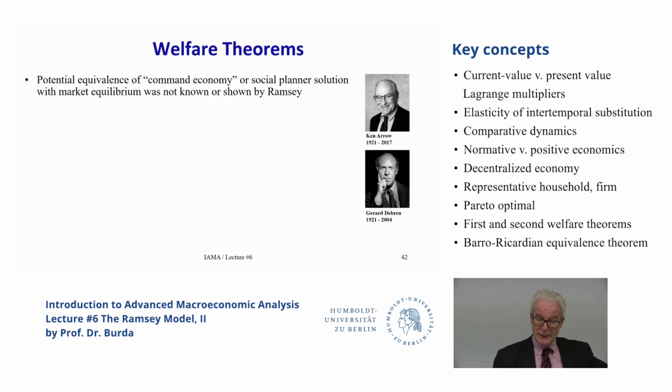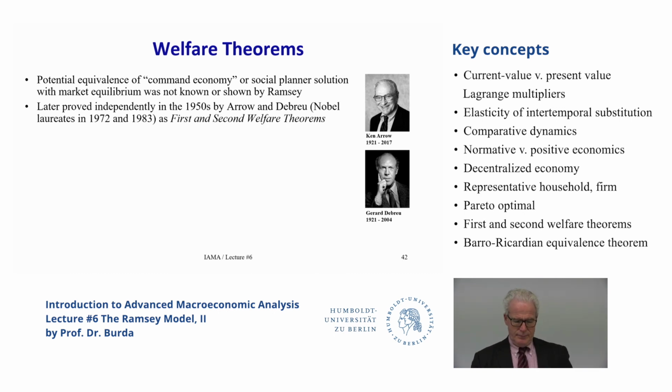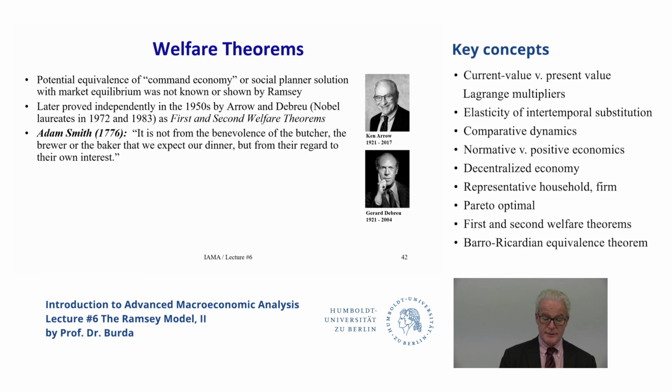Now, these two gentlemen actually gave us that result in the 1950s. They said that it is possible that a market outcome can be Pareto optimal, and it can also be possible that a social planner's solution can be replicated by an appropriate choice of initial allocations of wealth at the beginning of the trading in this economy. So the first and second welfare theorems proved by Kenneth Arrow and Gérard Debreu are known as the first and second welfare theorems.